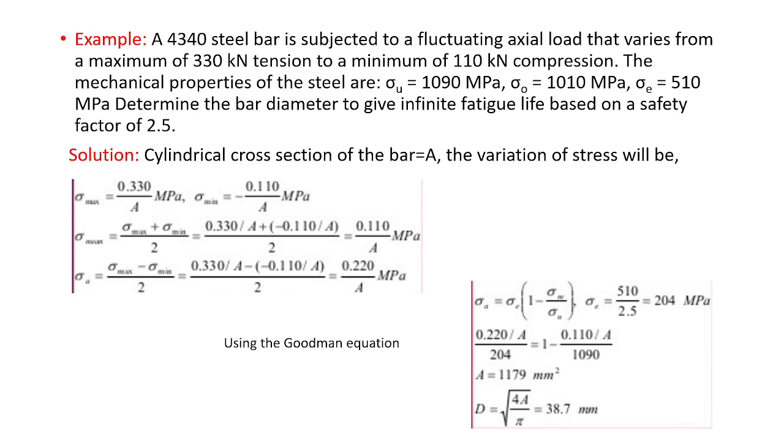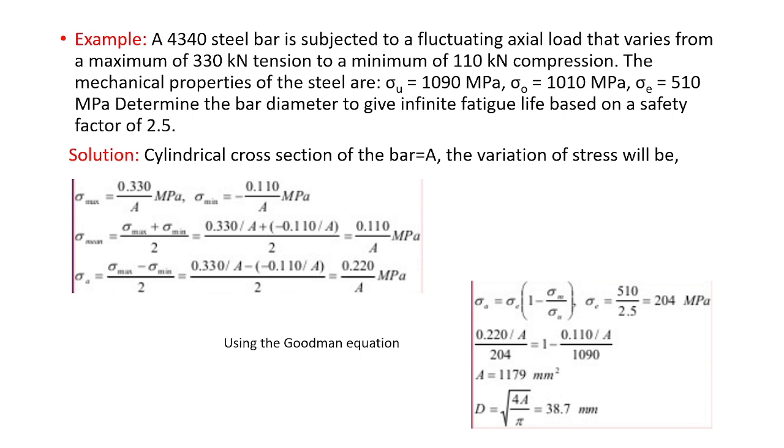So we have to calculate, assuming the cylindrical cross section of the bar is equal to A. The variation of the stress can be calculated by means of these formulas. Sigma max is equal to 0.330 by A megapascal. Like that we have to calculate sigma minimum, sigma mean, and sigma A.